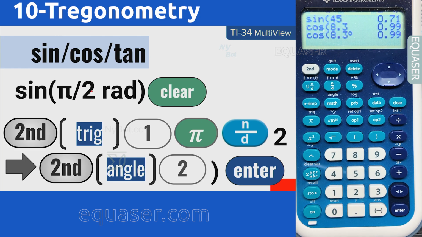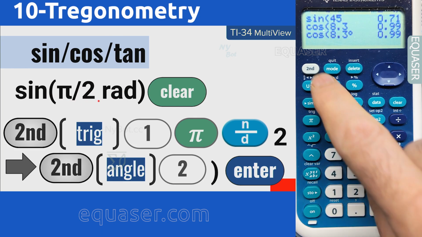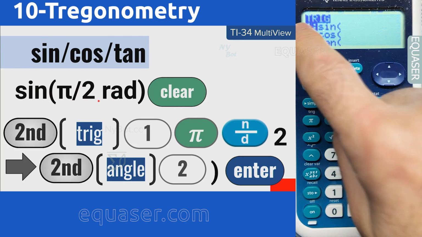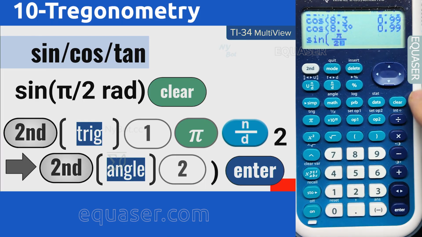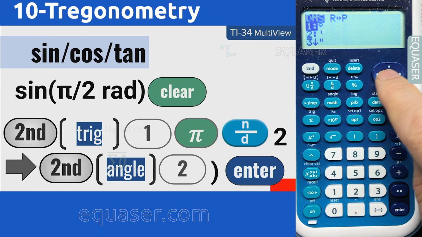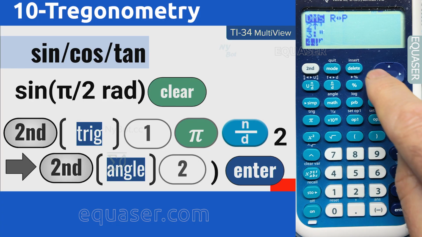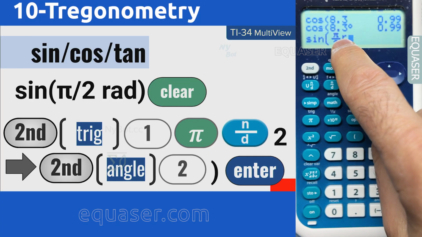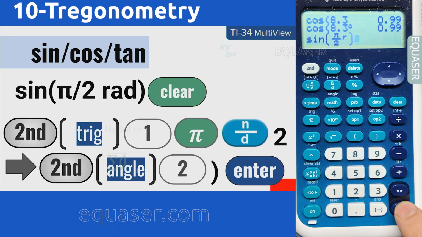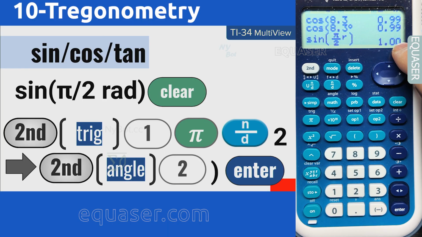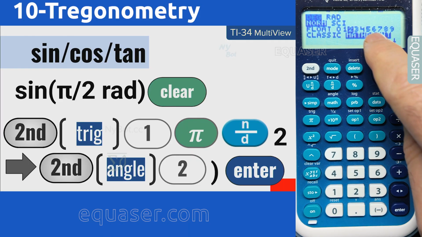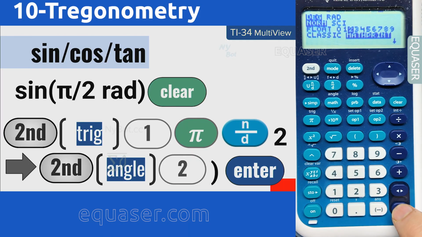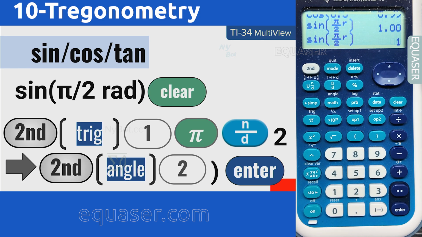Now pi over 2 radian: sine of pi over 2 radian. Press second function trig, 1 is sine, and then pi over 2, come to the right, and let's put radian here, second function angle, and then for radian, number 4. That means pi over 2 radian, and the answer is 1. You see 2 decimal places, this is due to the float point, which we forgot to change. Mode, it's 2, come down to float, enter, clear, and press enter again, the answer is 1.